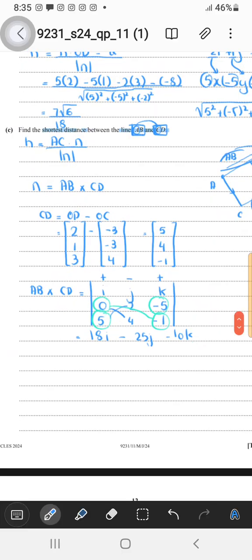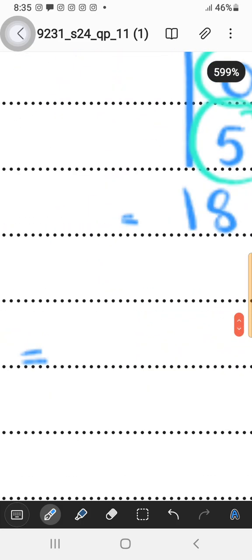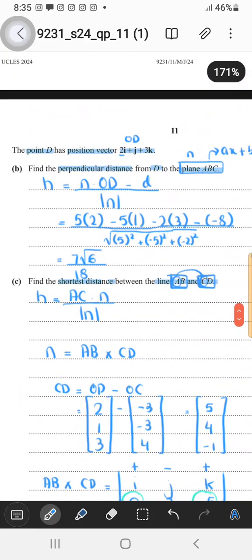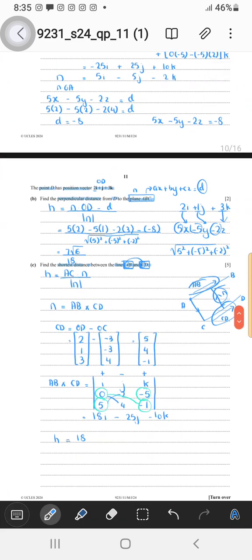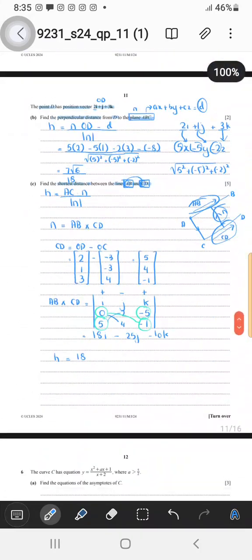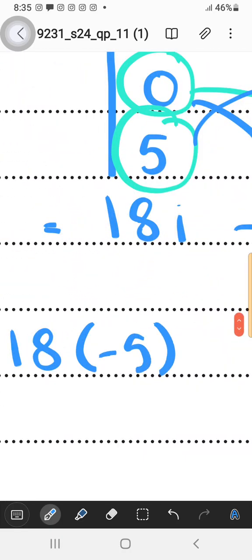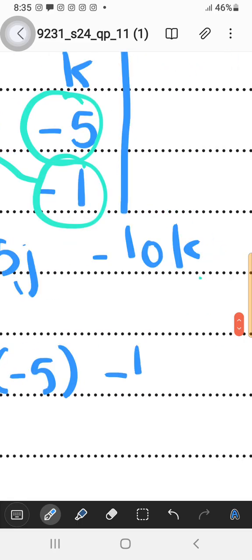AB cross CD we got, okay. Now we have to just apply the formula. Instead of I, we will write the I of, wait for a bit, we have to work with AC, okay. What was AC? AC was -5, -5, 0. So 18, I will write -5 instead of I, then -25, here it will be -5 and -10K.